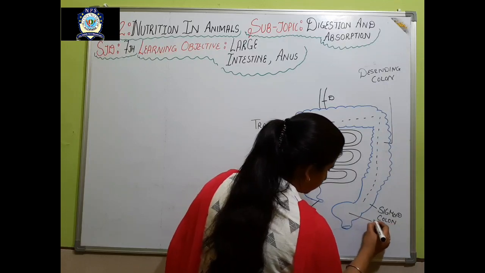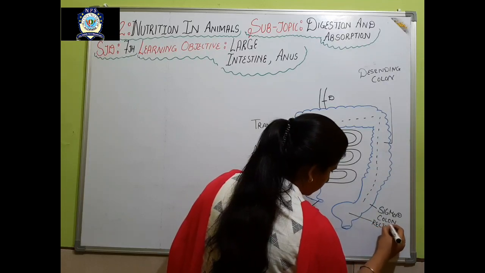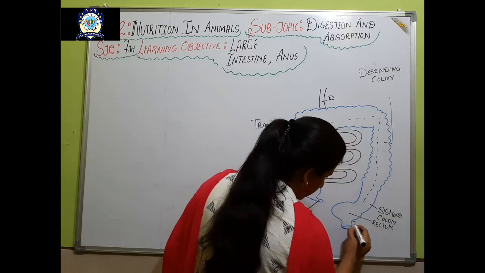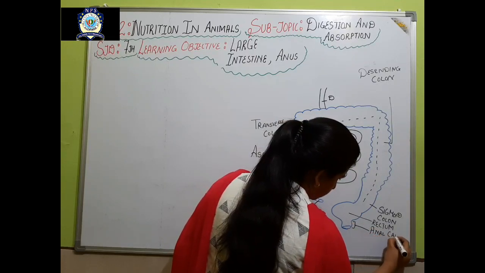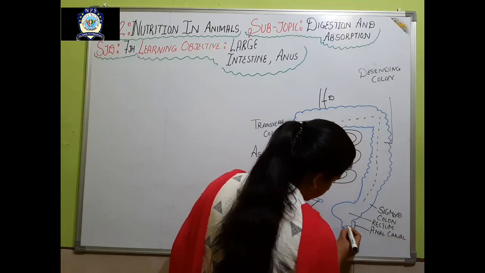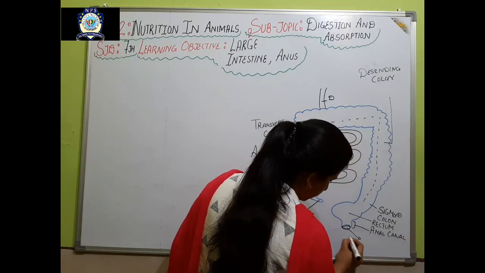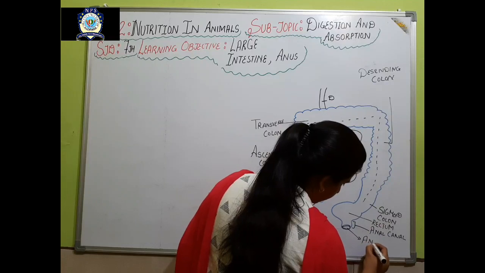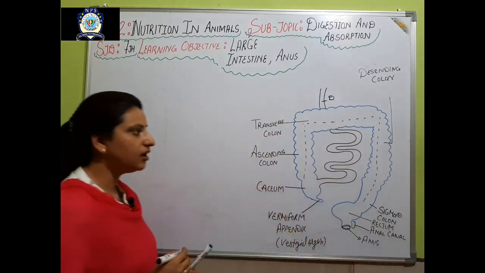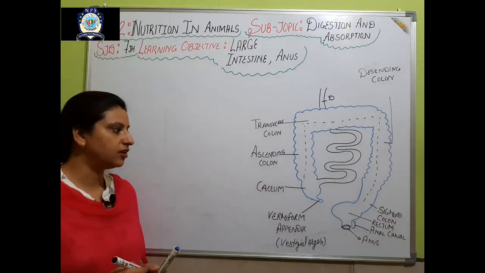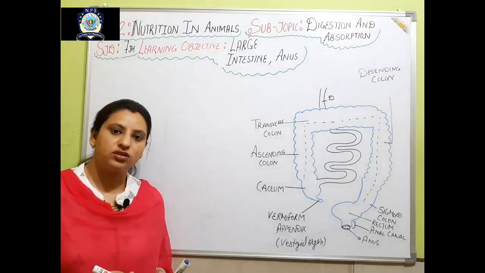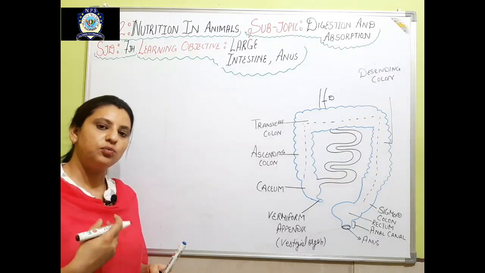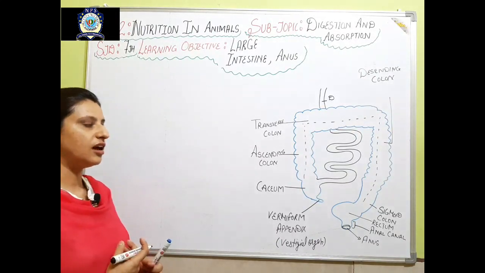This swollen part is the rectum, this tube-like structure is the anal canal, and this round structure which helps in passing out of feces is the anus. So these are the main outlined structures of the large intestine, and now we will discuss the functions and a little bit more illustration about the large intestine.